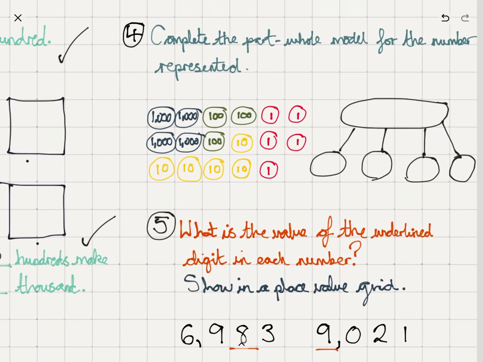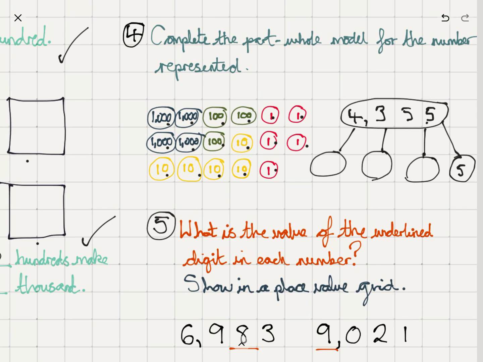Question number 4. Complete the part-whole model for the number represented. So what we need to do is count how many there are of each place value. So we'll start with our ones. We've got 1, 2, 3, 4, 5. So we know we've got 5. Then how many tens? 1, 2, 3, 4, 5. 5 again. How many hundreds? 1, 2, 3. And then how many thousands? 1, 2, 3, 4. So our whole number is 4,355, and then we split it back up into its place values for this part-whole model.